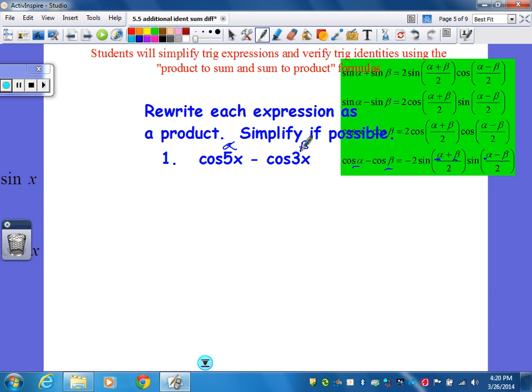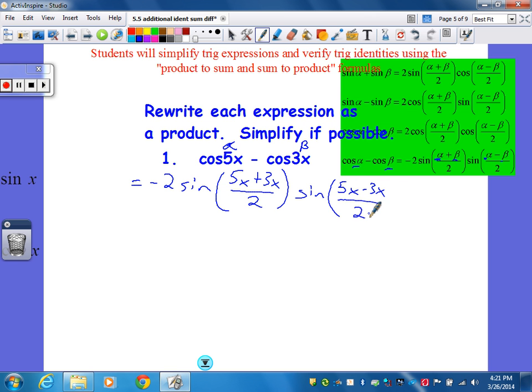So now I'm just going to write, we know this is going to be equal to -2 sine, big parentheses, just so you can fit it all, 5x, which is my alpha, plus my beta, which is 3x, all over 2, multiplied by sine of my alpha, which is, like I said before, 5x, minus my 3x, all over 2.